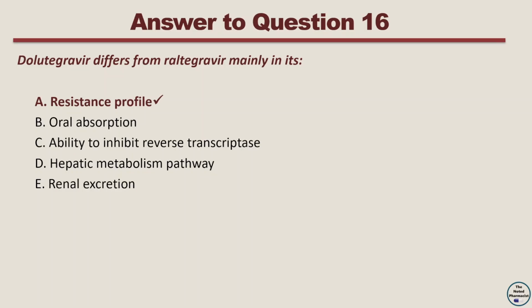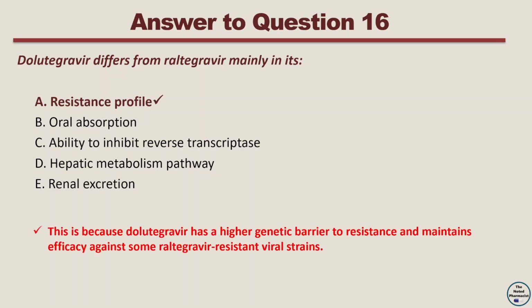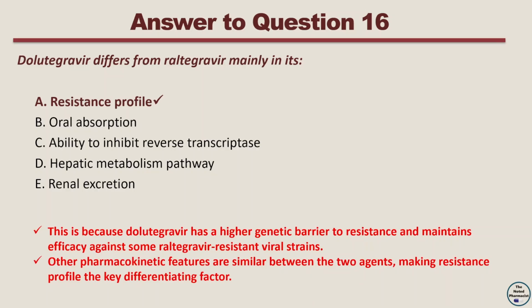The correct answer is option A, resistance profile. This is because dolutegravir has a higher genetic barrier to resistance and maintains efficacy against some raltegravir-resistant viral strains. Other pharmacokinetic features are similar between the two agents, making resistance profile the key differentiating factor.